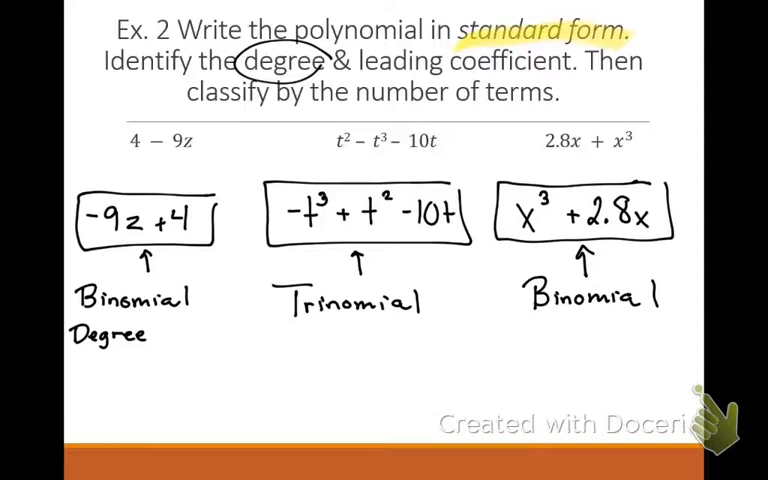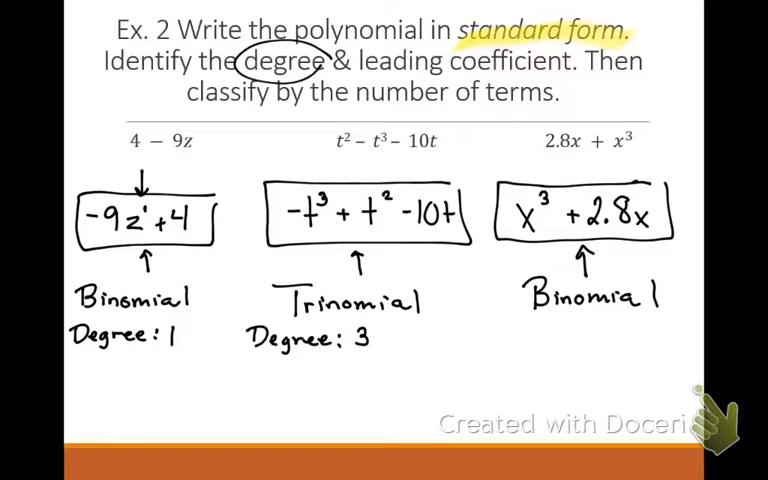What exponent do you see? Nothing, which means it's an exponent of 1. So my degree is 1 on my first expression. What is my degree on the second expression? I'm looking for the largest exponent value in one of those 3 terms. What is the largest exponent value that I see in one of the 3 terms? 3. So the degree is 3.